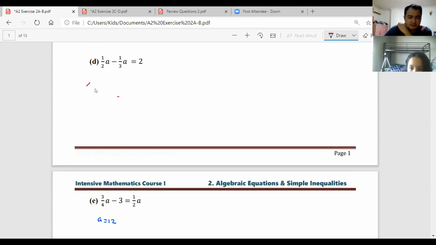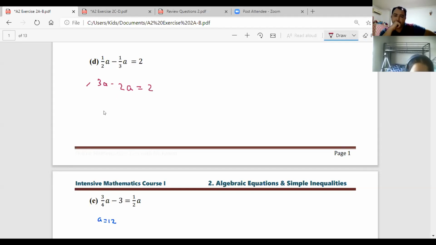So multiply by 6. Try to write a bit faster. So that is 3A minus 1/3 times 6, that is 6/3, which is 2. So 3A minus 2A, that is A. Shahina, also you need to multiply the right-hand side by 6. Because we are multiplying both sides by 6, right?